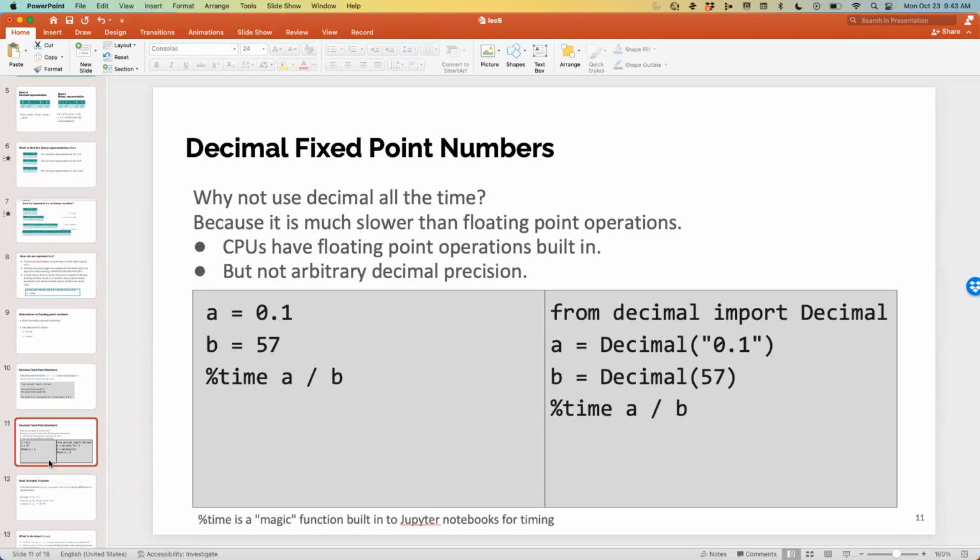Okay, so now the question is, why don't we use decimal all the time? So if decimal is going to give us all the precise calculations, why don't we just use it all the time? Because it's actually much slower.